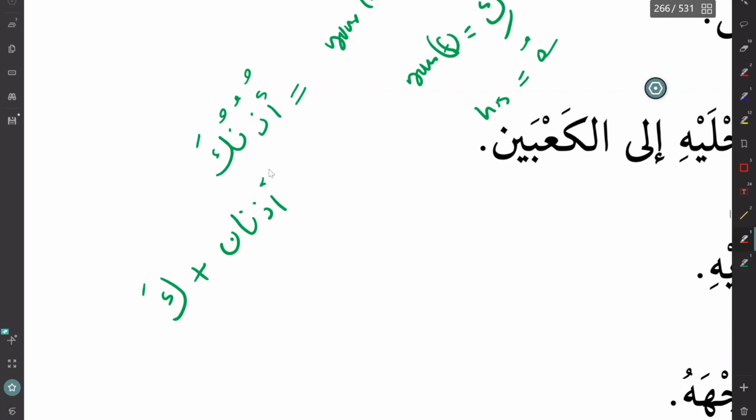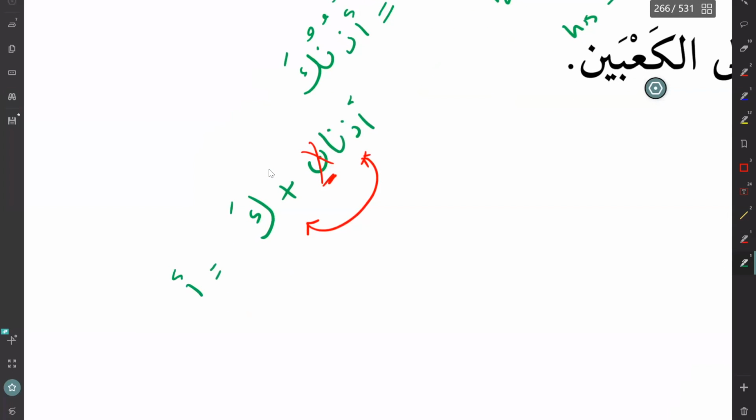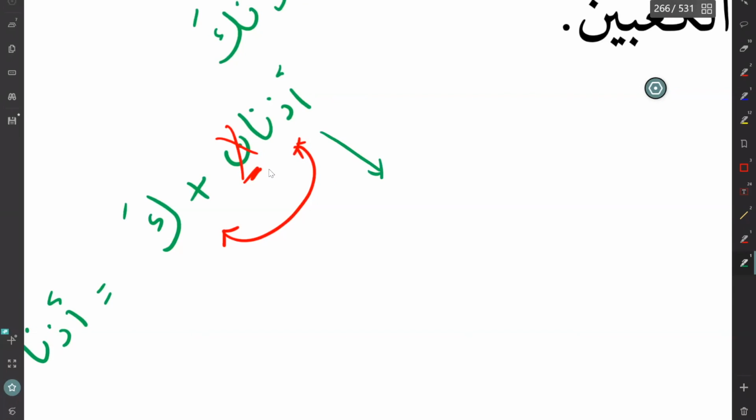When we have dual and we have this noon, when we put them in an idafa construction, a possessive phrase, we have to drop this noon. So what we'll say is udhunaka. Now it means your 2 ears. Now my question: what is the object form of this word, 2 ears?